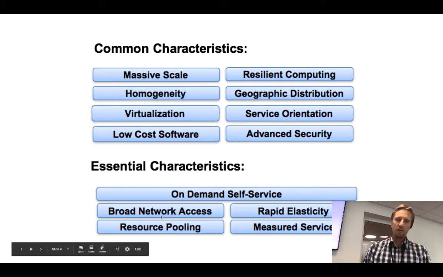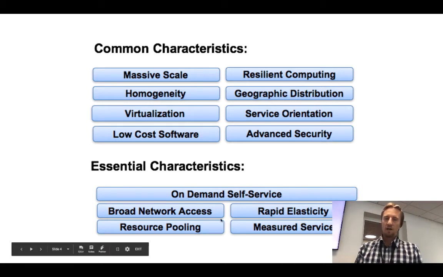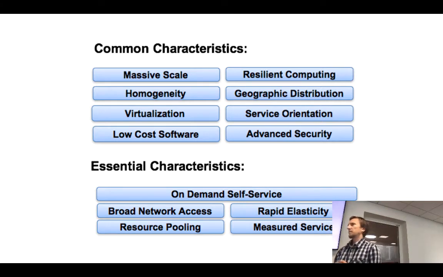Then we have to have network access, of course. Most things are done through the network, and you have to have rapid elasticity. What does it mean? It means that the services will scale, right? And this is a little bit, it's marked here as an essential characteristic, but the terminology and the definitions are a little bit blurred.